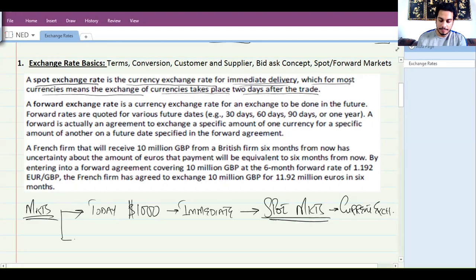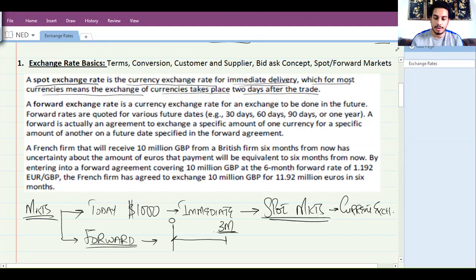Then comes the other market, which is called a forward market. What do we mean by forward market? Suppose today, at time zero, you know that after 3 months you have to pay a certain amount, like let's suppose dollars 1,000. You don't have to pay dollars 1,000 today. You have to pay that after 3 months.